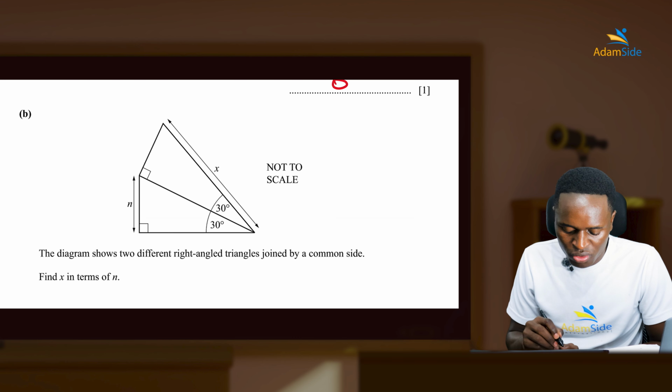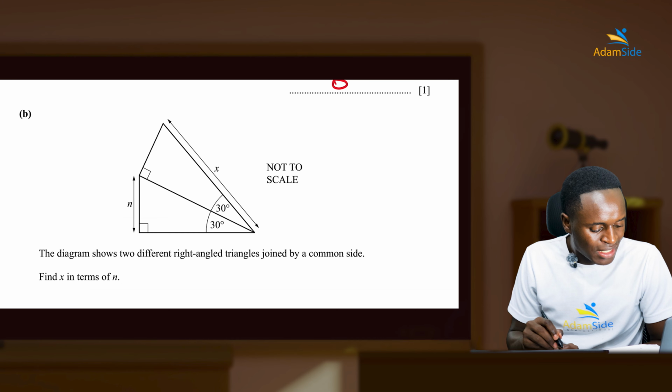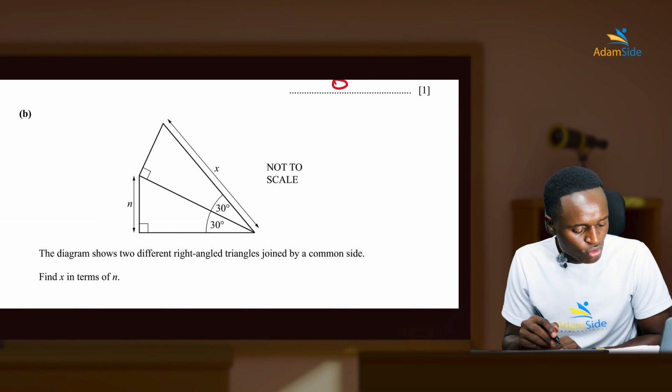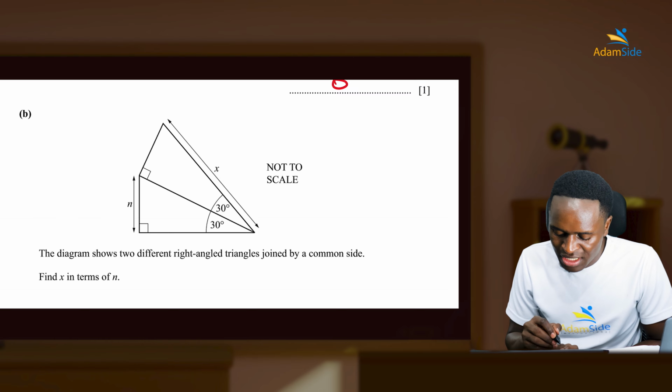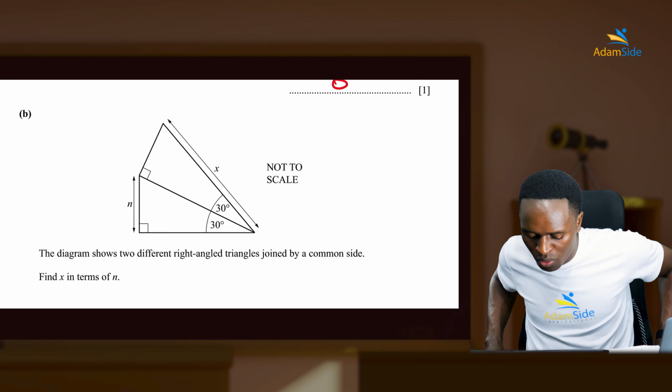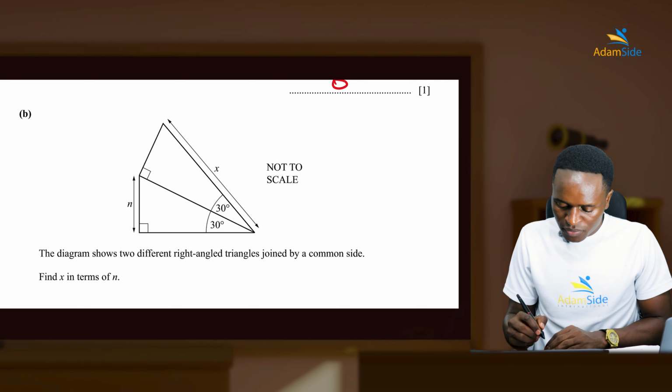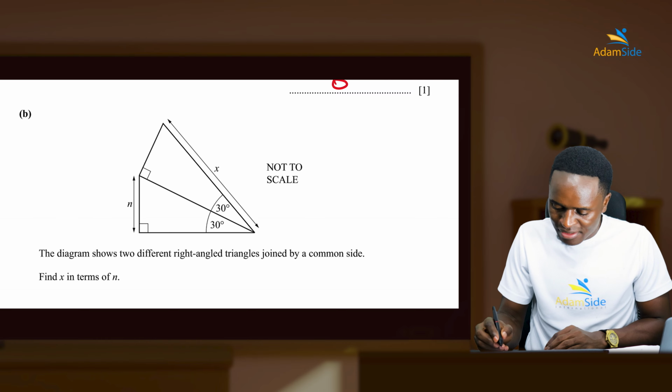Then we go to the diagram shows B. The diagram shows two different right angle triangles joined by a common side. Find x in terms of n. So what we need to know here, we need to understand this principle.